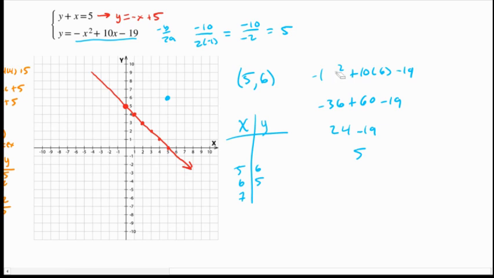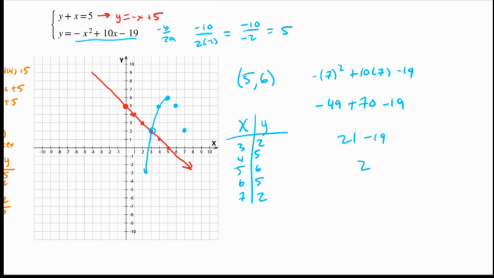And now I'll plug in 7. Negative 49 plus 70 minus 19. So that becomes 21, minus 19. That becomes 2. So I'll plot those points. I also have these that mirror. So 3, 2. Oop, I got a solution there. 4 and 5. 6 and 5. 7 and 2. And it looks like if I were to continue drawing this, that it's going to connect farther down.